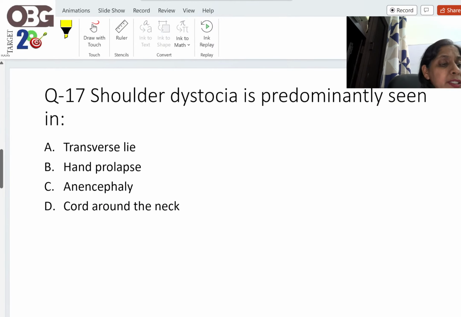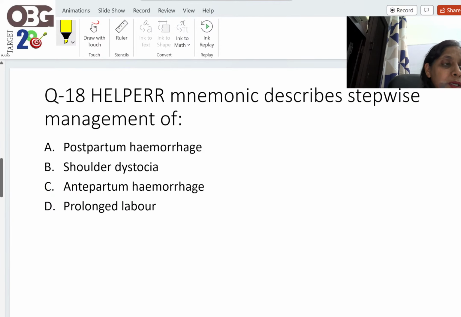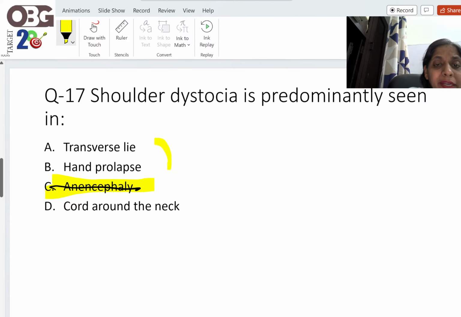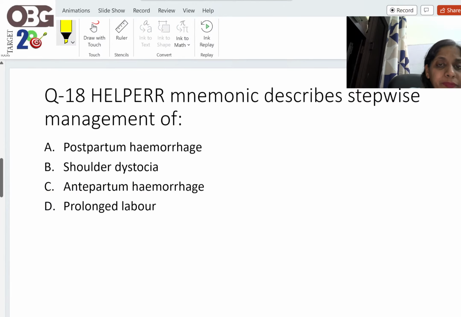Shoulder dystocia is predominantly seen in, yes, you're right Nimra, the answer here is anencephaly. We will not mark transverse lie, as I already told you, in transverse lie the head will not come in the pelvis, so how would it get stuck? Hand prolapse and transverse lie are one and the same thing. Cord around neck has nothing to do with it.